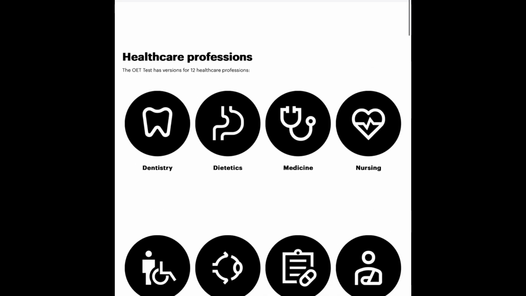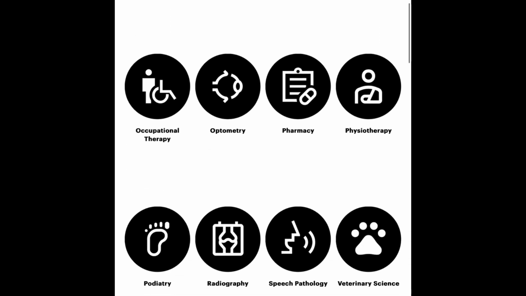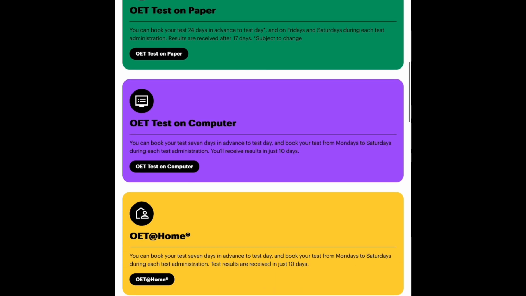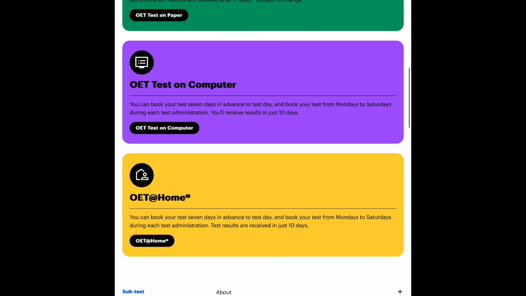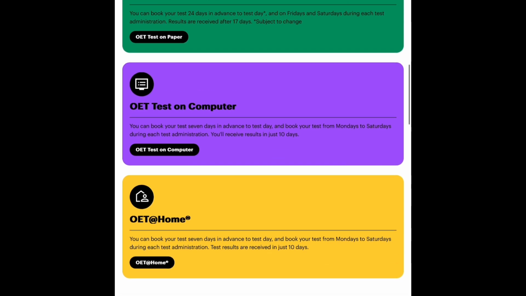Now the OET test has versions for 12 healthcare professions. All healthcare professions are described here. You can see all of them here. There is OET on paper and there is OET on computer. I took the OET on computer. Of course there is OET at home also, but I had not found this as an option for me.